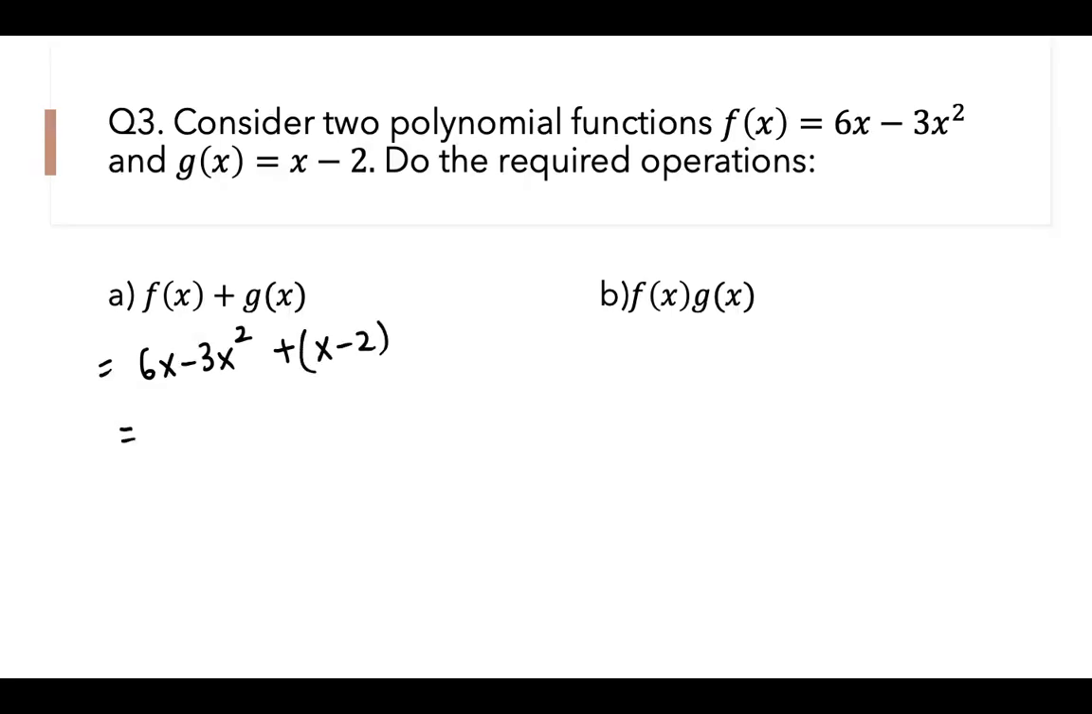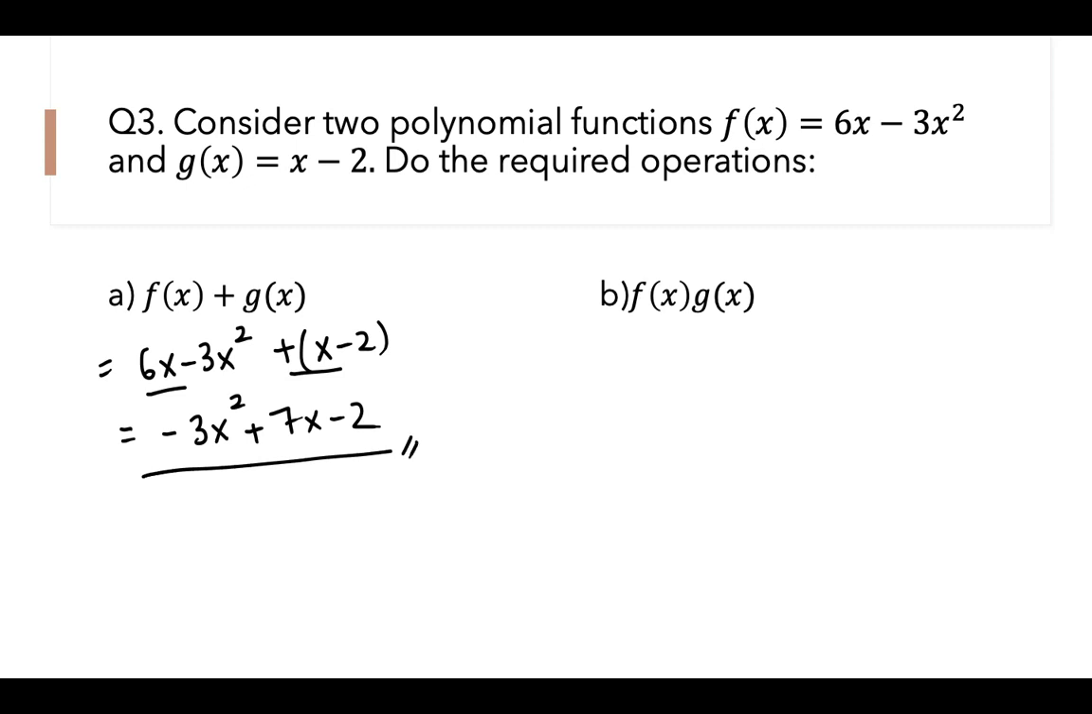What you're going to do is collect the like terms, so negative 3x squared. We have 6x plus x, so it's going to be 7x minus 2. And that is going to be your final answer.